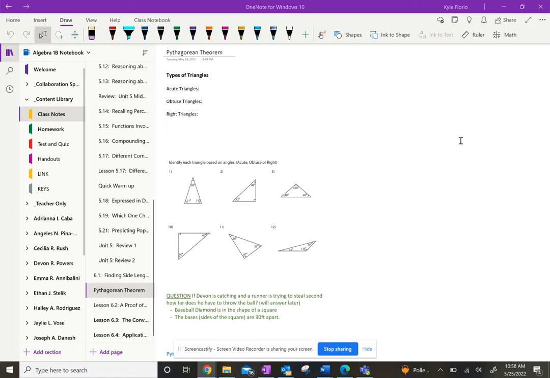If you guys finished the warm up, we're gonna take some notes together. I want you guys to go into OneNote under class notes, and you're gonna go to the one that says Pythagorean theorem. So class notes, Pythagorean theorem. And it's gonna be a little different today. We're gonna take notes together.